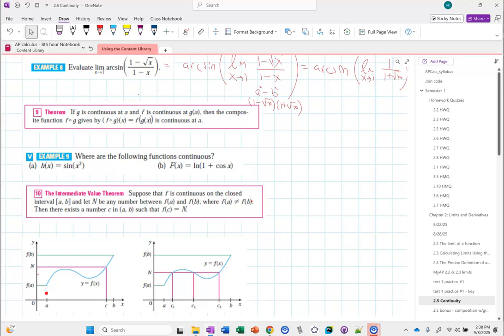Where it could happen is if you're given graphs. That's the example I'll show you next time, where with that composition, pushing the limit inside the composition, you have to be really careful.